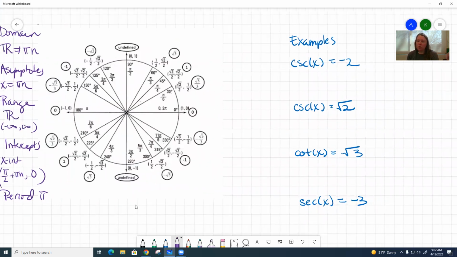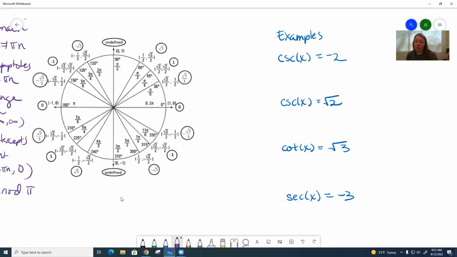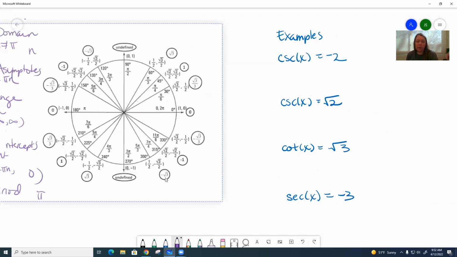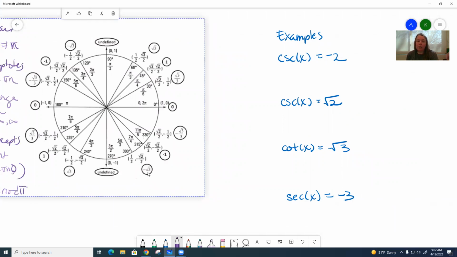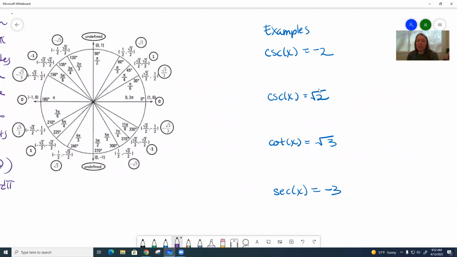I do think that you should be familiar with what the parent function looks like for each of them. I think that's important. But as far as what type of calculation you might do, it would be things like this, right?